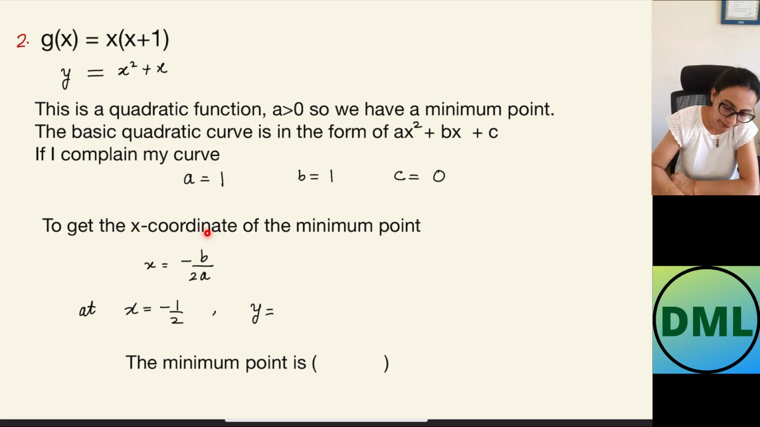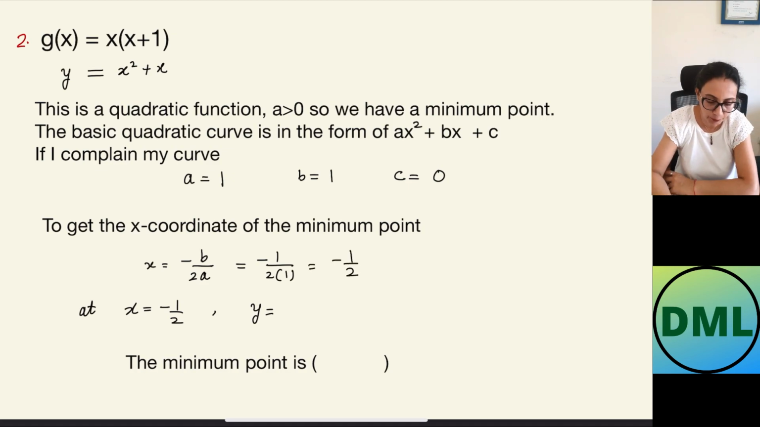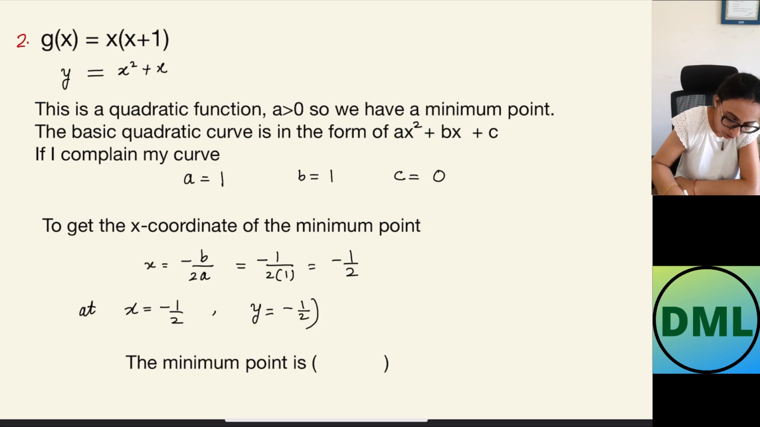Let's first find the minimum point here. We have learned that to get the x coordinate of the minimum point, we can substitute x is equal to minus b over 2a. Let's substitute the values for b and a. b is 1, a is 1. That will be given by minus 1 over 2 times 1, which is equal to minus half. The x coordinate of the minimum point is minus half. To get the y coordinate, I need to substitute this point in my original curve. Let's substitute the value here. I will get minus half the whole squared plus minus half.